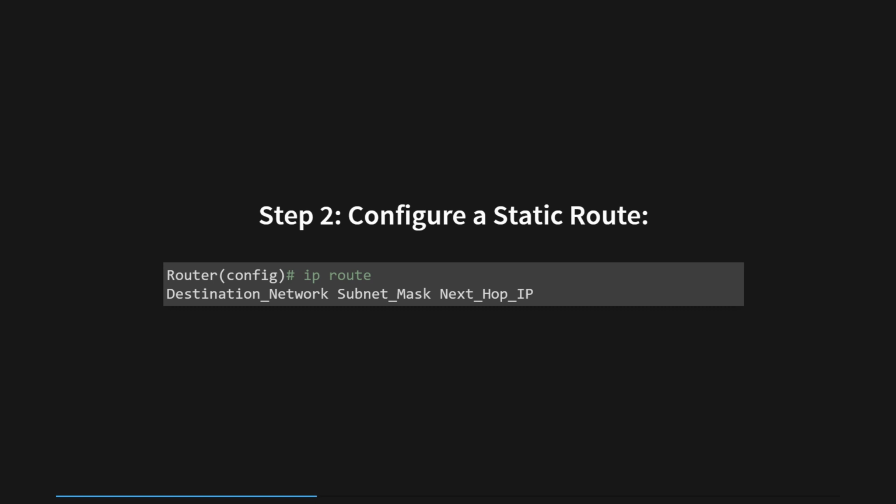Subnet_mask represents the subnet mask associated with the destination network. It defines the network boundaries for the destination, helping the router determine whether a packet should be forwarded to that network.